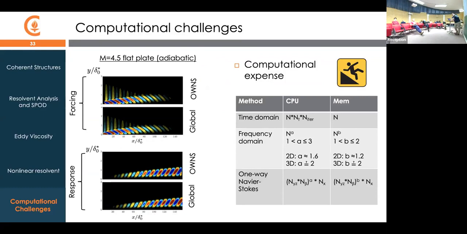This specific case was taken from the study of Muguet et al. And we've done this kind of global optimal input-output analysis for this boundary layer. And I'm just showing you that for both the forcing and the response, the OHMS equations can give you a really good approximation of that system.